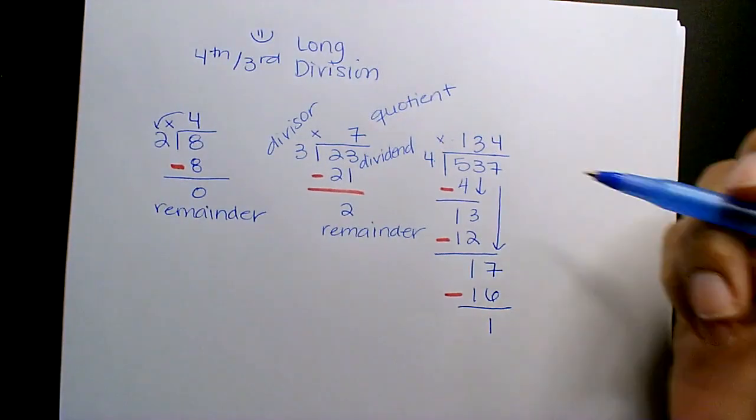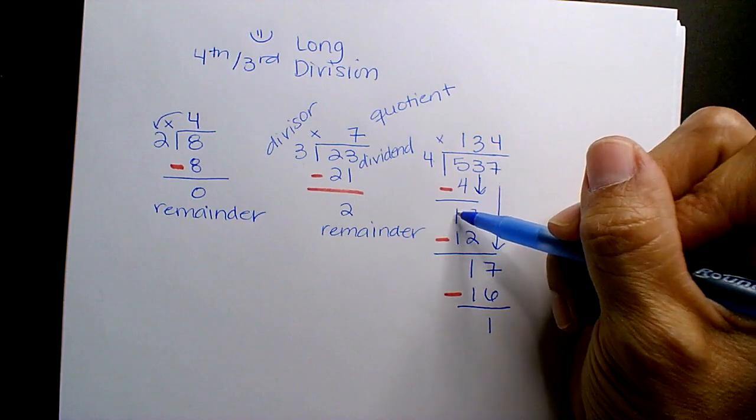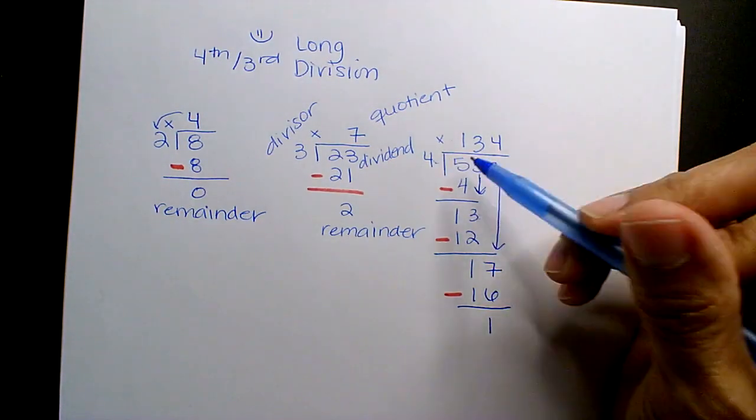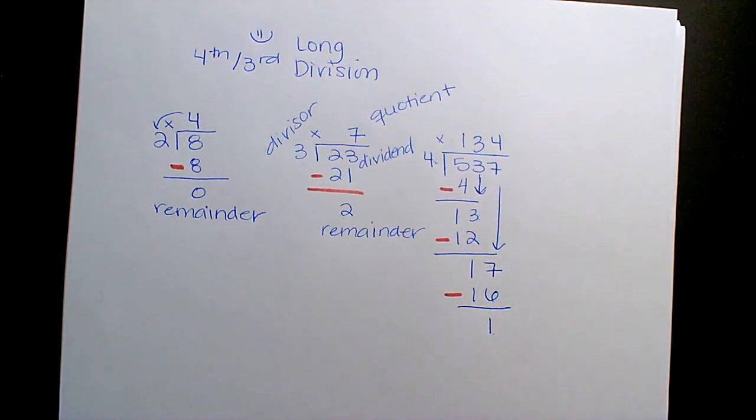Okay, you got to make sure you line them up right. You got to make sure that you then subtract. That number should never be bigger than your divisor. You bring down the next value and you restart. It's a constant restart.